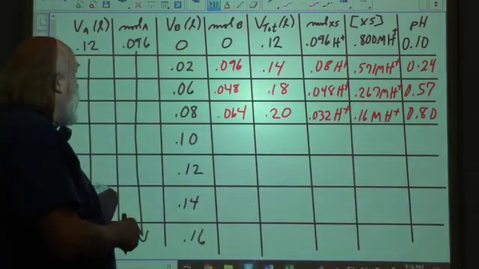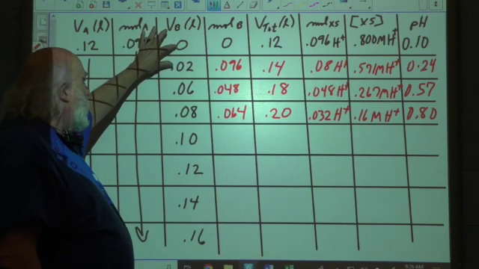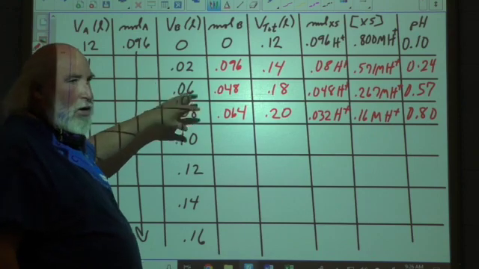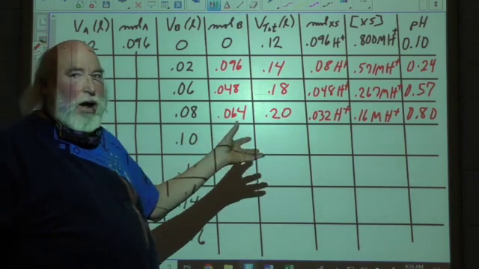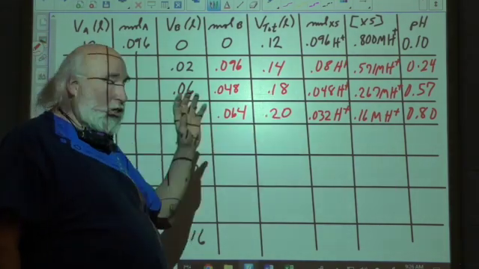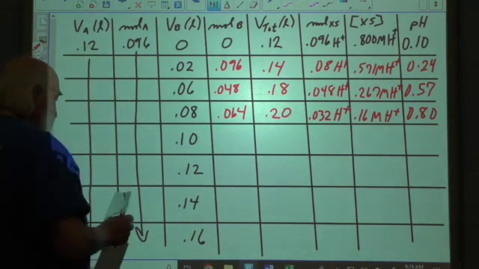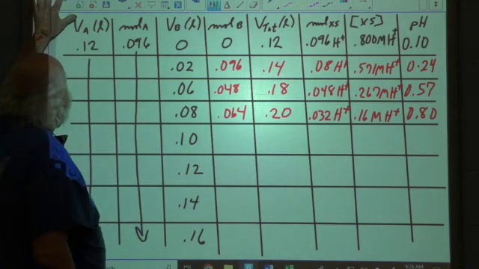Okay, so we added 20 milliliters here, it went up by 0.14. We added 20 milliliters here, it went up by 0.23. So we can see that this is not going to be a straight line graph when we make the graph of this. It's actually going to be what we call a logarithmic curve. But we will continue here. Next we'll go to 0.10.